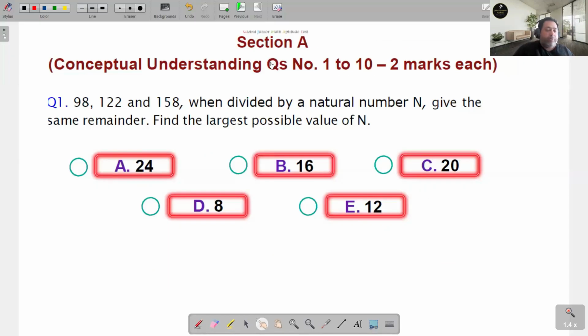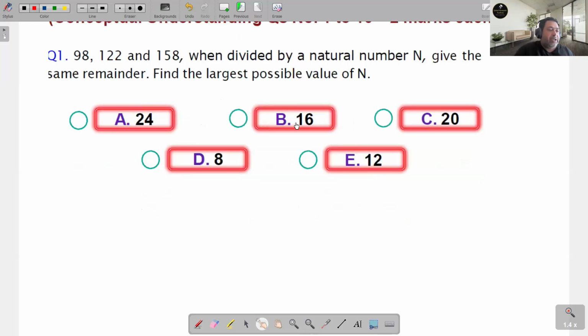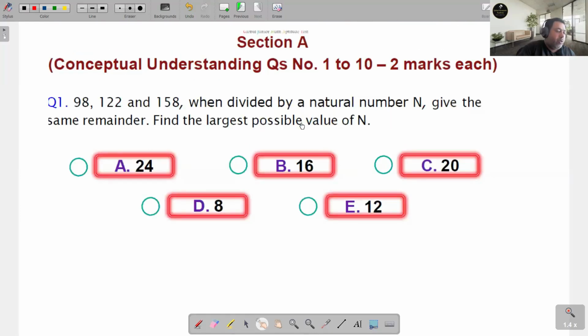So the first question from section A, conceptual understanding section. 98, 122 and 158 when divided by a natural number n gives the same remainder. Find the largest possible value of n. All right, so let's understand this. Let's say the common remainder, it is the same remainder. So when 98, 122 and 158 are divided by a natural number n, it gives the same remainder.